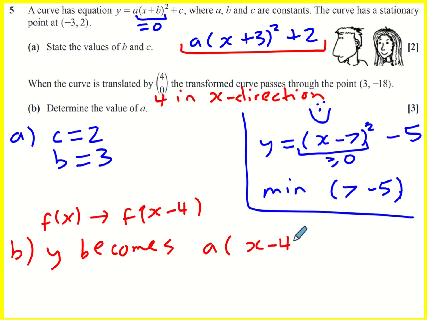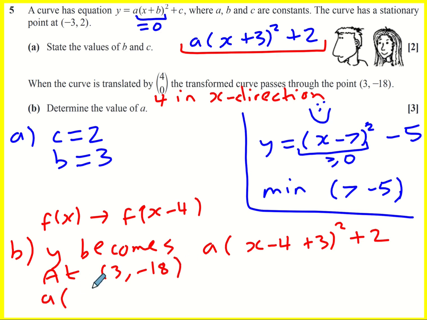It's going to become x minus 4. We still need to add the 3 on, square it, and add 2. So finally, I'm going to put the point in at (3, minus 18). We're going to get a, and then we substitute 3 in, so it's going to become (3 minus 4 plus 3) squared plus 2, and that is going to equal minus 18.